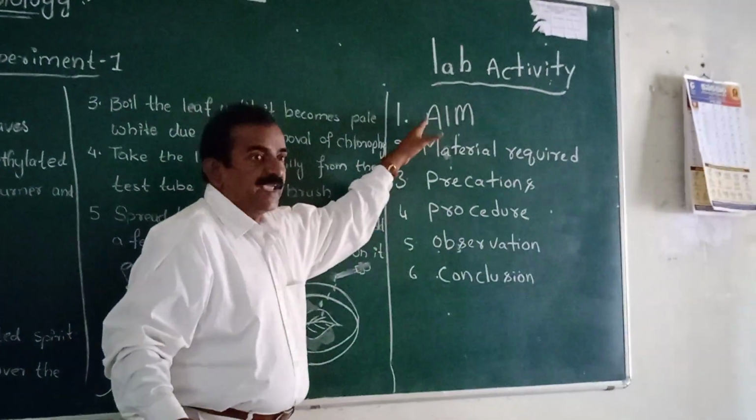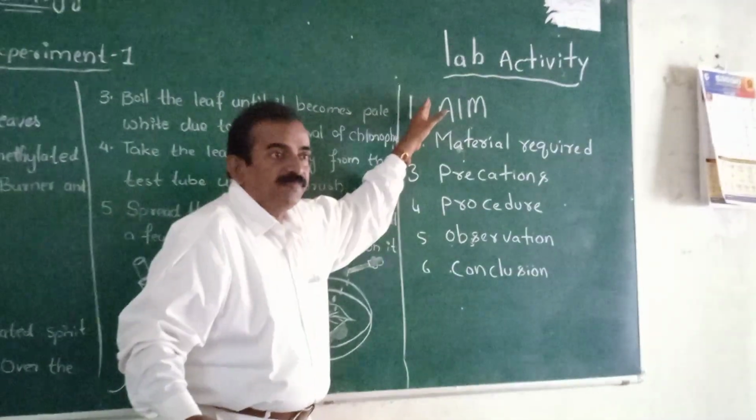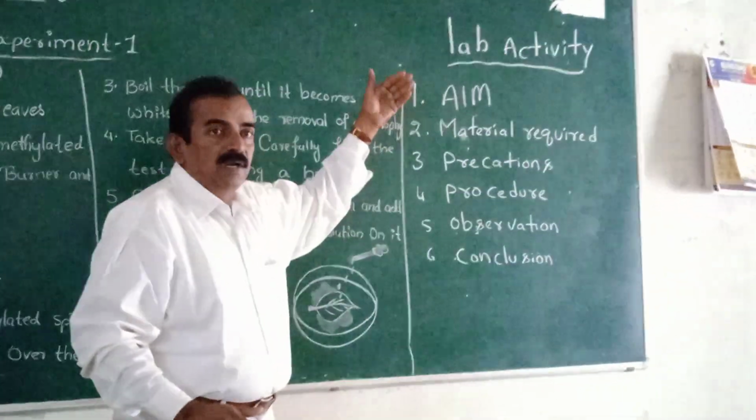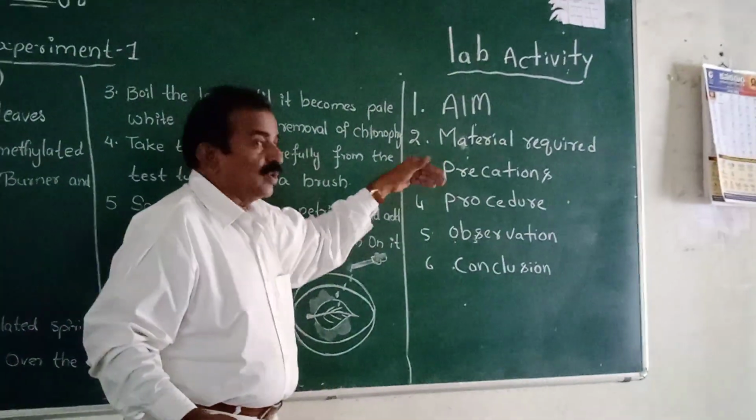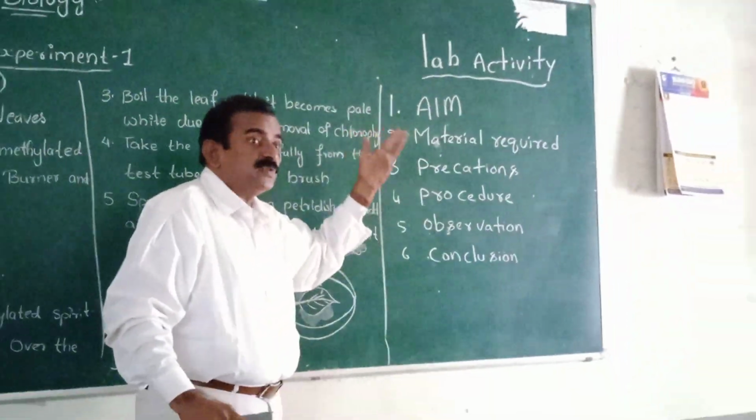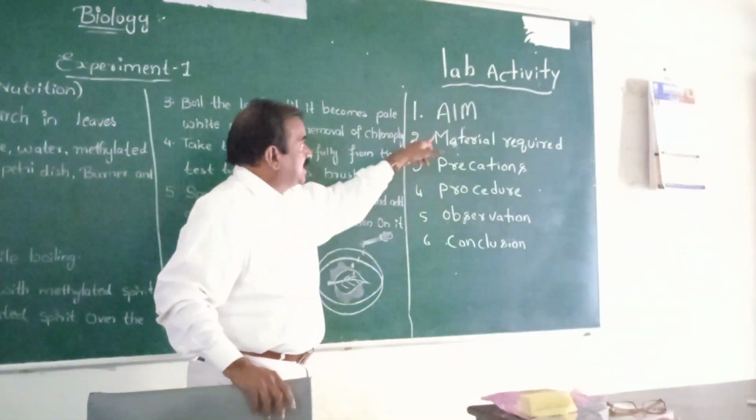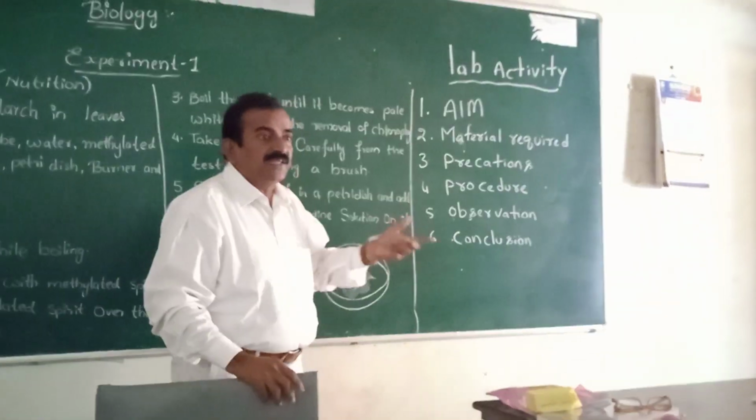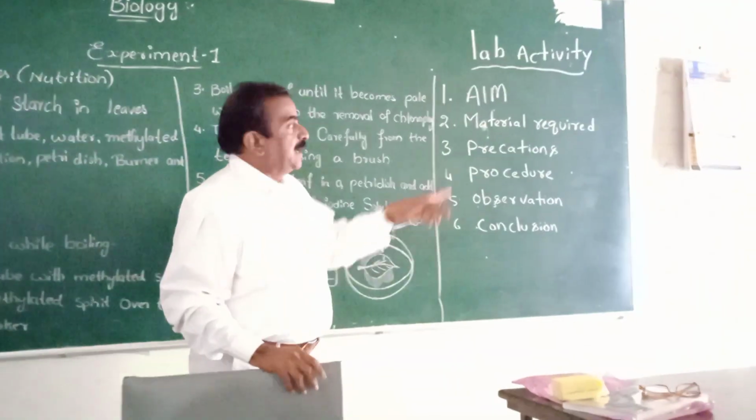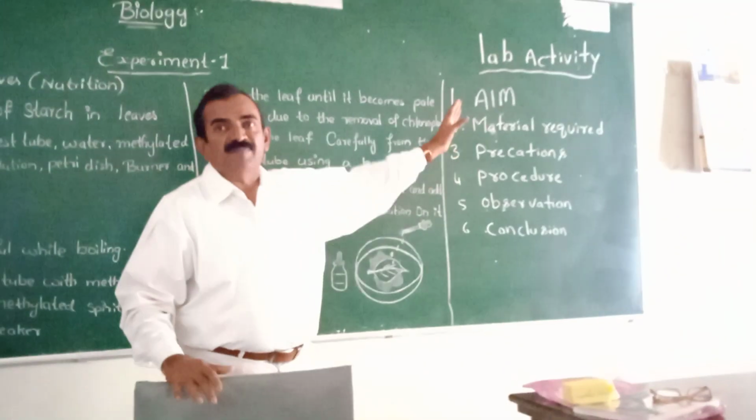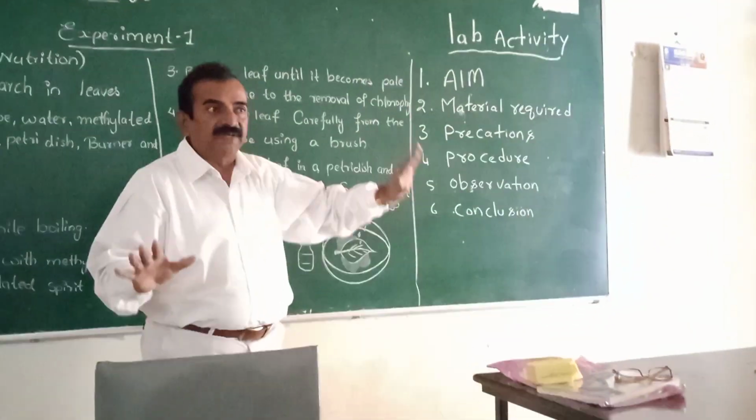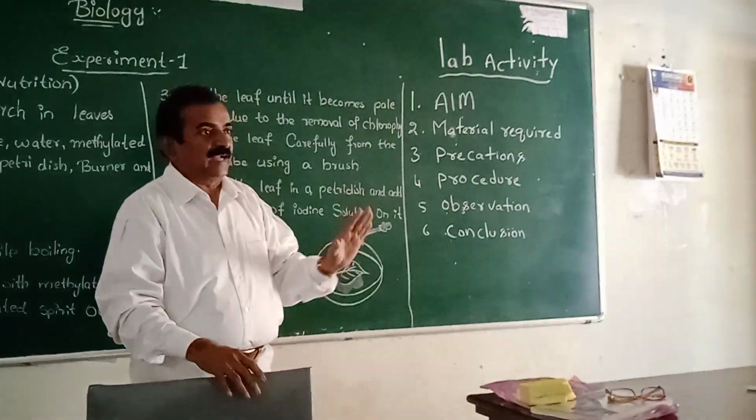So the first step is aim. For all lab activities we need to write the aim. What is the aim? The purpose for which you are doing this activity. Next, what is the second step? Material required. For each and every activity, we are taking some material. With that material and those tools only, we are doing the activity.